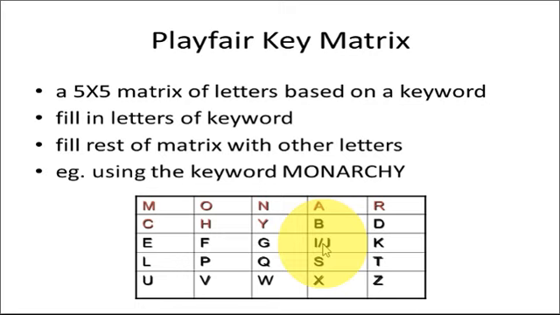In that, in each cell we have to fill all the alphabet letters from A to Z in a certain format. Then one of the cells is going to hold two letters, and here the example is I and J.